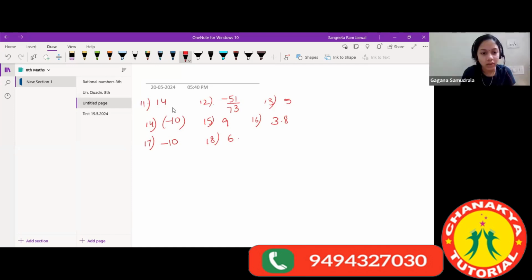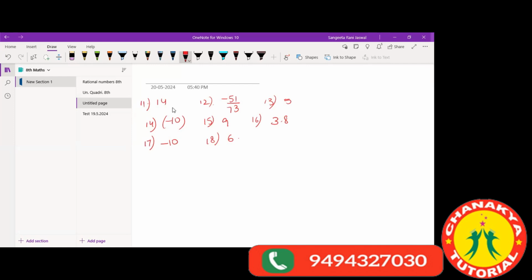Ma'am, 17th is minus 1 by 10 or minus 10? Minus 10. This is the question. 17th question is this one: 2 by 3x minus 3 by 2x is equal to 1 by 10. This was the 17th question.